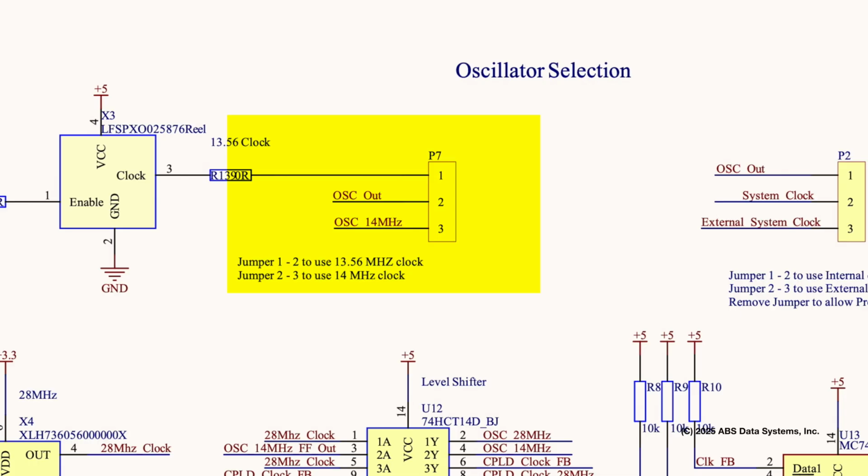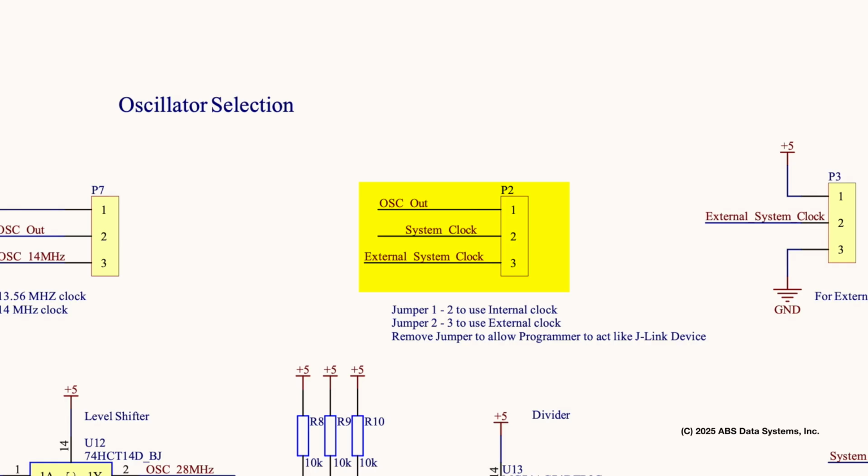P7 selects what clock we're going to use, whether it's the 13.56 or 14 MHz, which provides the OSC_out signal. P2 selects either external or internal clock sources. External clock source comes from P3, which can be a function generator or other device. The output of P2 is the system clock.